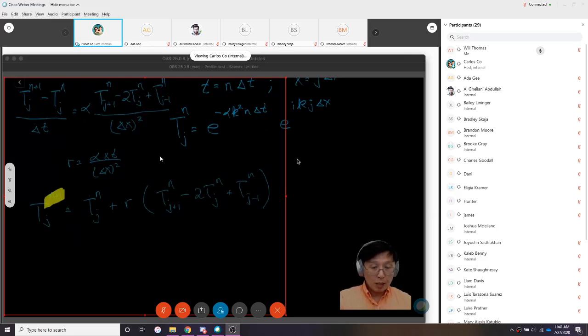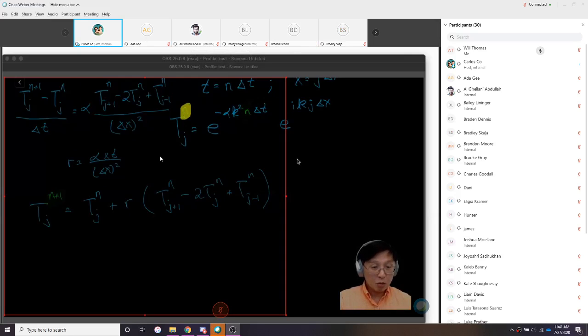Right? The only place this n plus 1 appears is going to be here. So if this thing is n plus 1, this thing is n plus 1, then this here is also going to be n plus 1. So you can modify the temperature at index time n to n plus 1 simply by multiplying by exponential minus alpha k squared delta t, right?